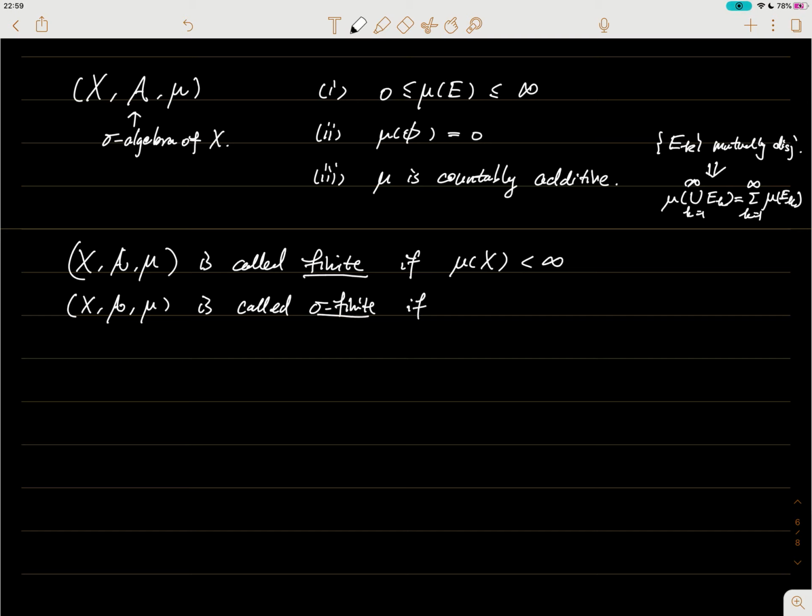If we can show that this X can be written as a union of countable sets, and for each of them, it is finite. Okay? So that means if X can be written as a union of countably many sets which are all finite, which all have finite measure, then we call this X sigma finite. Or we call this measure sigma finite.